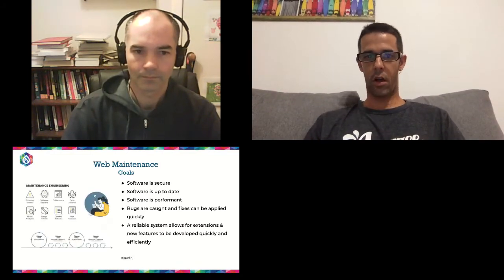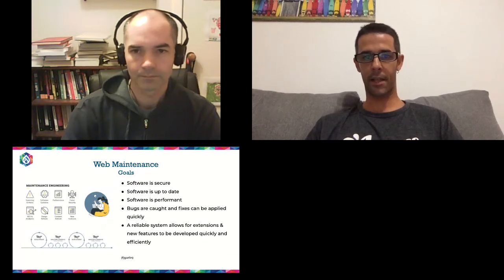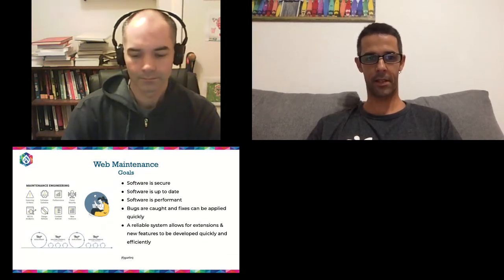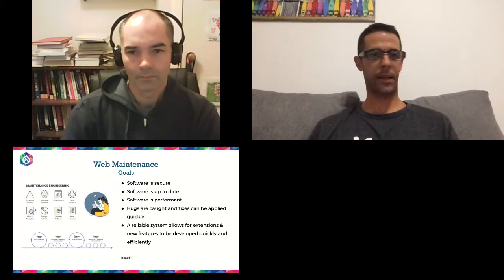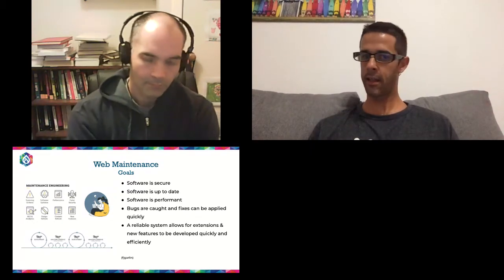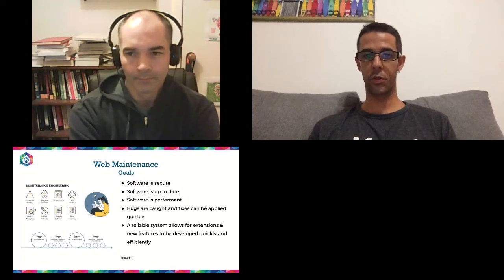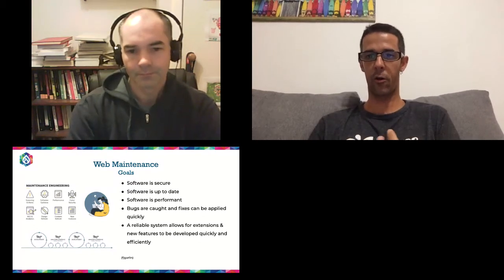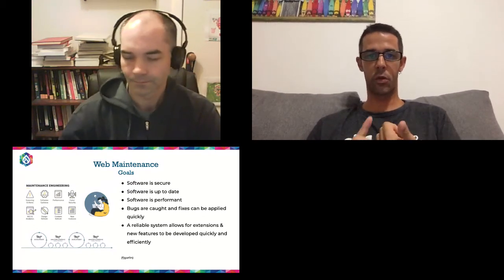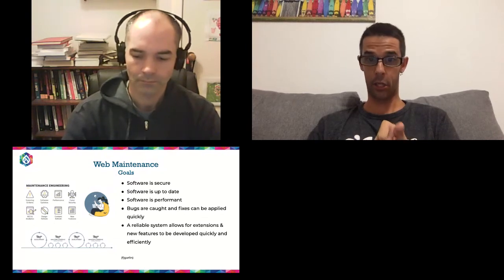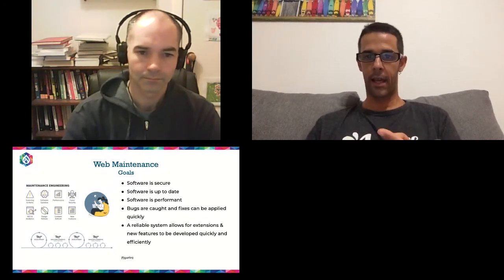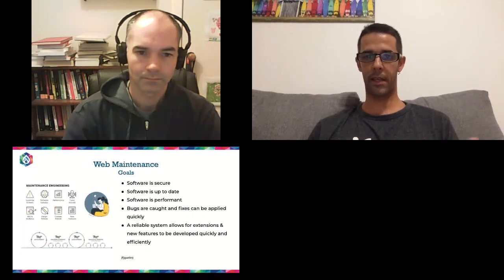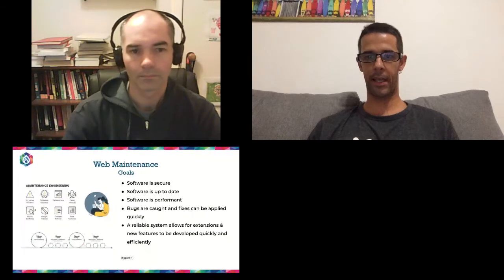So when we talk about web maintenance, I think it's better to talk about goals. We've built a website, another agency has built a website. In any case, we want to maintain it. So what is the goal of a living website? We want to make sure that the software is secure. We want to make sure that the software is up to date. We also want the software to be performant, which if we tick the previous two boxes, would be easier to achieve.